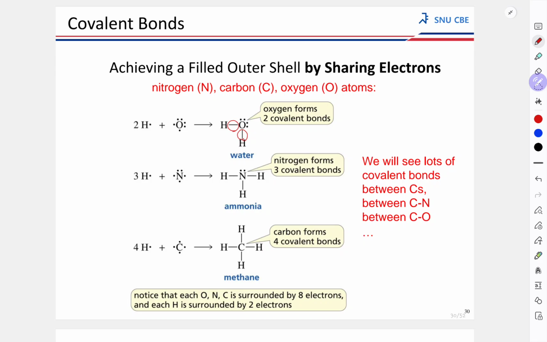So you encounter a lot of covalent bonds between carbon and nitrogen, between a variety of carbons, and carbon and oxygen, and so forth. And of course, for each center element here, oxygen, nitrogen, and carbon, you can notice that each is surrounded by 8 electrons, satisfying the octet. And you can also think from the viewpoint of hydrogen. Hydrogen is also surrounded by 2 electrons. So in these molecules, everyone achieves a filled shell by sharing electrons.